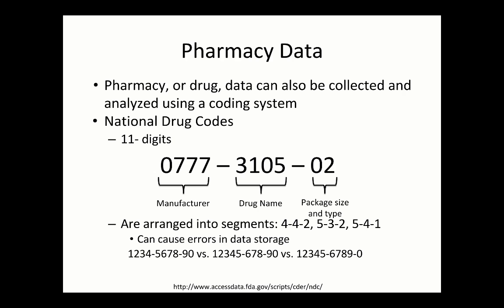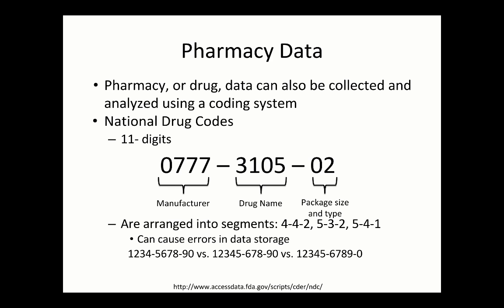Pharmacy data, or drug data, can also be collected and analyzed using a coding system called National Drug Codes, or NDC. They are typically 10-digit codes that identify a unique drug product used in the U.S. for human use. The first 4 digits of the code describe the manufacturer of the drug. Digits 6 through 9 describe the drug name, and digits 10 through 11 describe the package size and type.